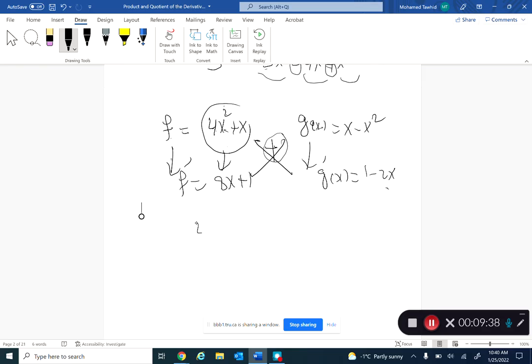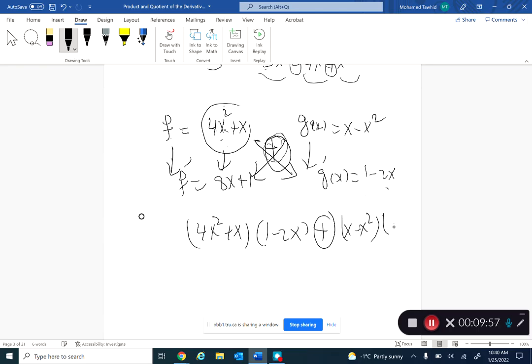So 4x squared plus x, right? That is multiplied by 1 minus 2x. I did cross. What do you have in the middle? Plus. I wrote plus here. And then I did cross here too. So you have x minus x squared multiplied by 8x plus 1. Then you are done here. That is your y prime.